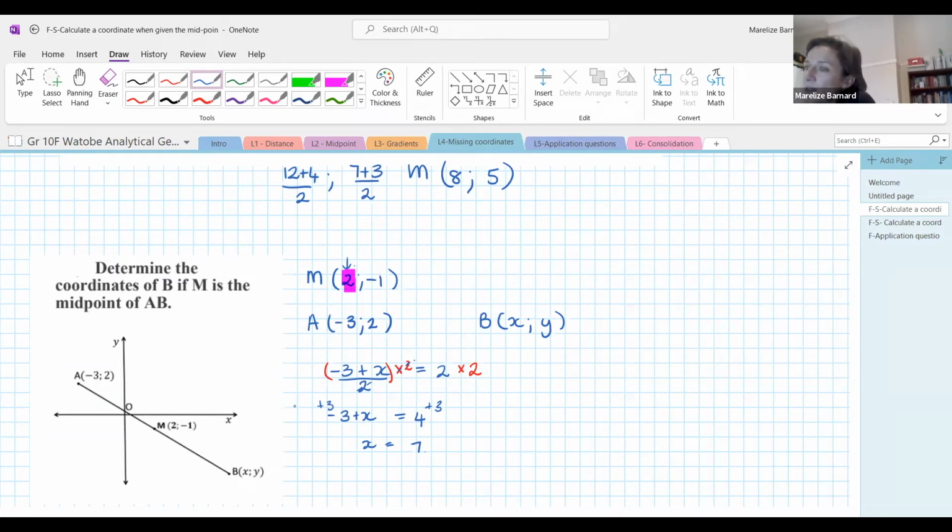Okay, I'll explain one more time. Here we have the minus 3 and the x. They come from here. If you look at your diagram, those two added together divided by 2 gives you the midpoint, this one here, the 2. So if you go minus 3 plus x divided by 2, that must give you the x coordinate of the midpoint, which is 2. You then make an equation and you solve for x, and then x is equal to 7. Now you can use that same thinking to solve for the y coordinate.